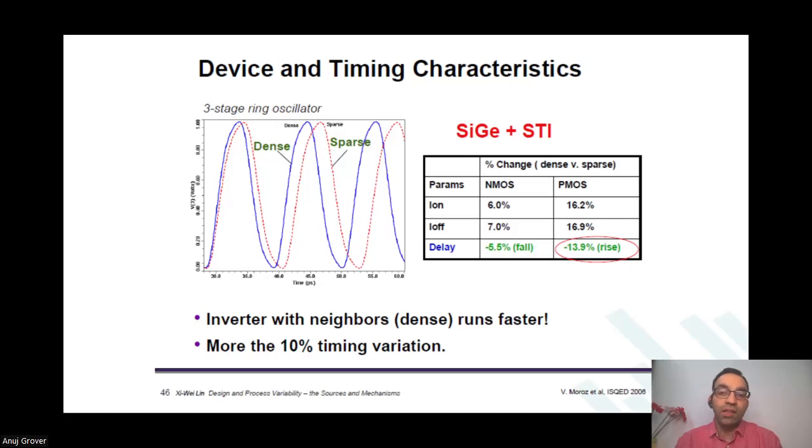Overall, we saw that there is more than 10% timing variation just because of this effect. So it means that stress changes the device characteristics itself. Yes, mobility changes. If there is stress in the silicon lattice, the way the electrons move around will change. When you are under stress, does your performance change? Yes, sir. Exactly the same way, the transistor performance also changes.